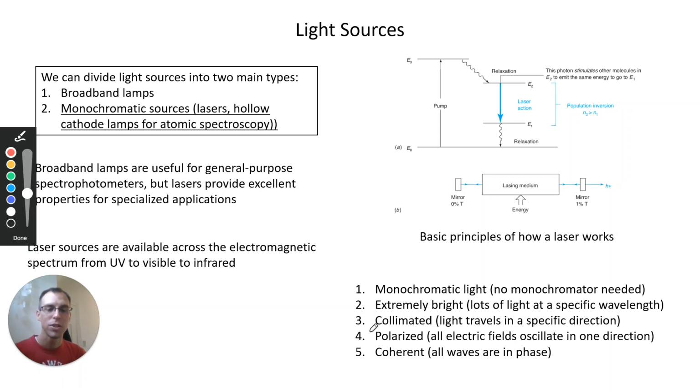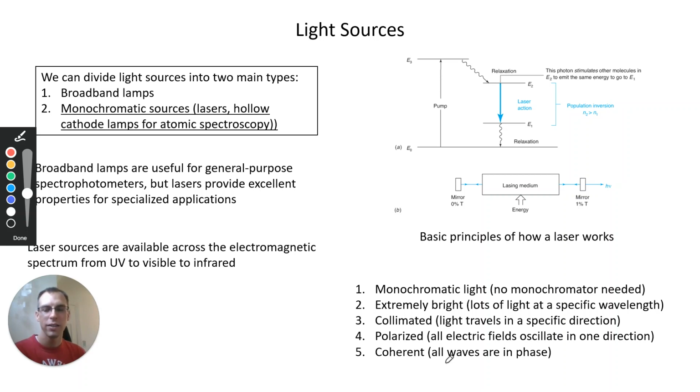Laser light is collimated, which means it travels in a column or in a specific direction. And so you can use that to manipulate the light and move it around a table. You can do that with a lamp as well, but you don't get as much light to work with. You have to throw away a bunch of the light. Laser light is also polarized, which can be useful for specific applications, meaning all the electric fields oscillate in a specific direction, either up and down or left and right, something like that.